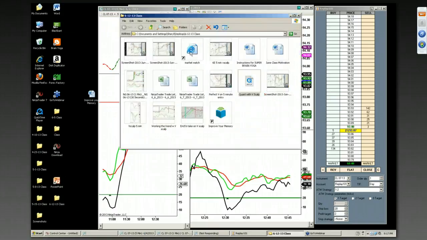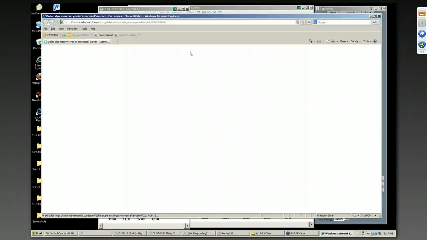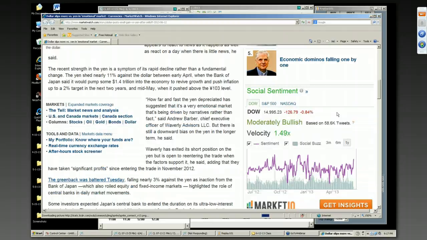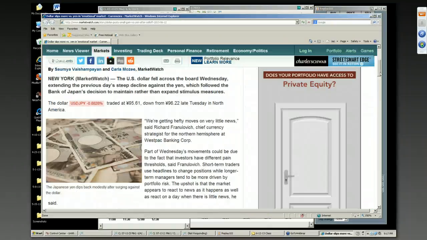Let me see if I can find that. Market Watch. Yeah, actually, this was a really good article. You guys might want to go grab this. Shoot, if I can make it work. It's still loading. Give it a minute. My computer seems to suffer when I'm running GoToWebinar. Okay, so this article, definitely pull up Market Watch and see if you can find it. Dollar slips more versus yen in an emotional market.